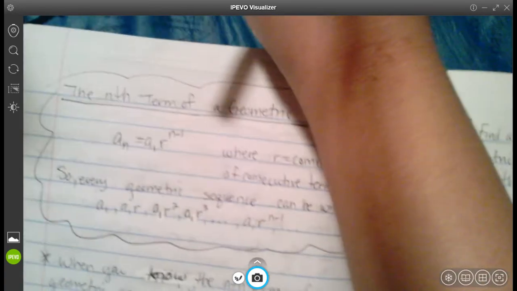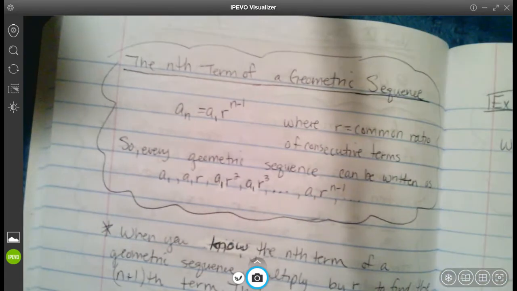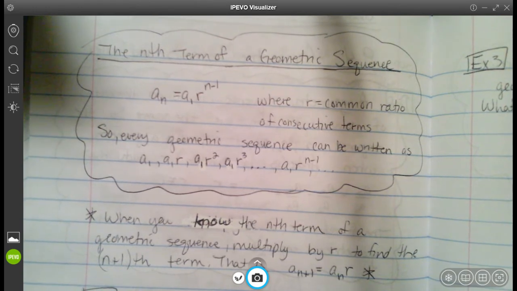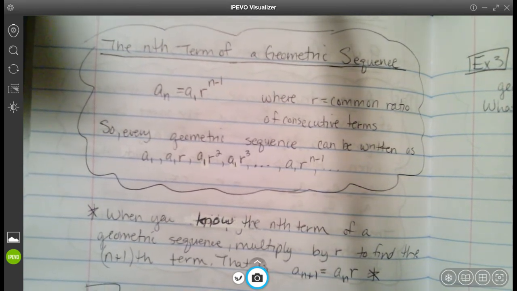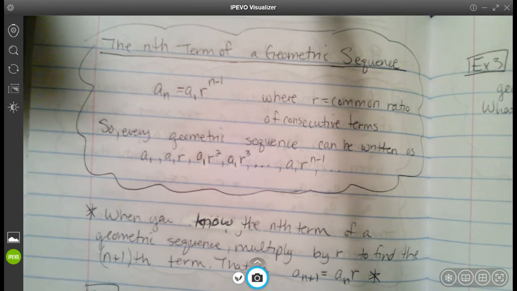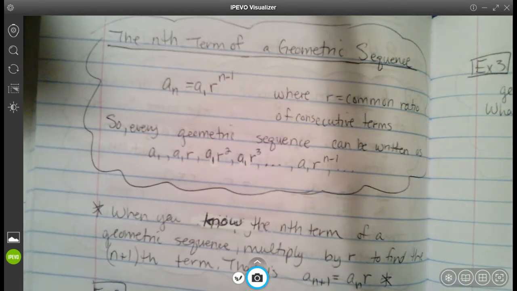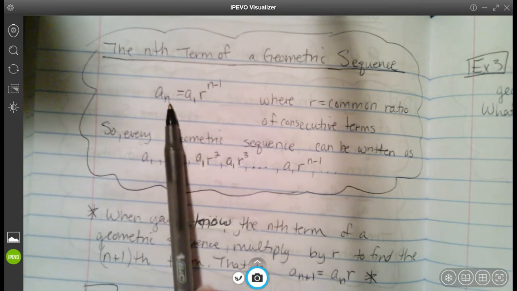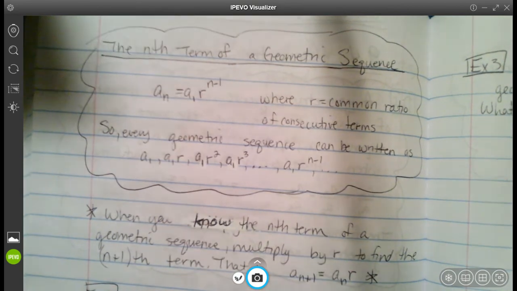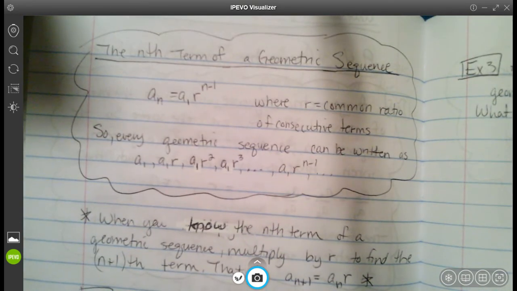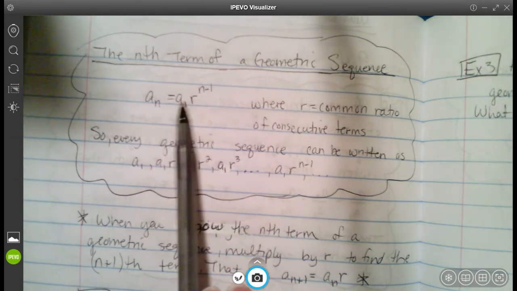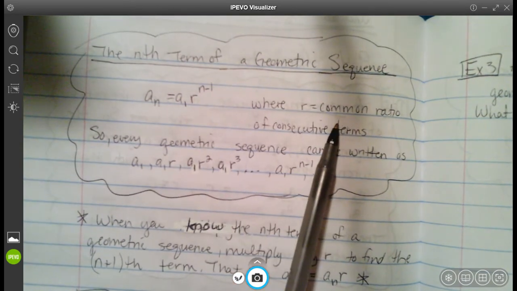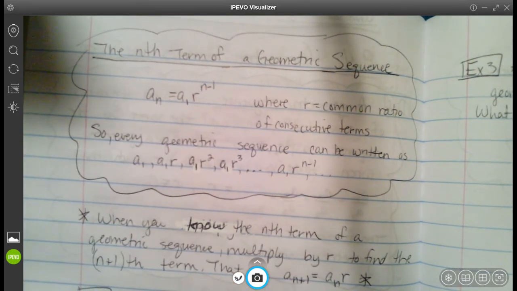We have something else to copy. The nth term of a geometric sequence. This is when we might be given some term and we need to find some term later on in the sequence, okay? It's given by the following. A sub n, the nth term, is equal to a sub 1, the first term, times the ratio to the power of n minus 1, where r is the common ratio of consecutive terms, just like we saw in the one before.